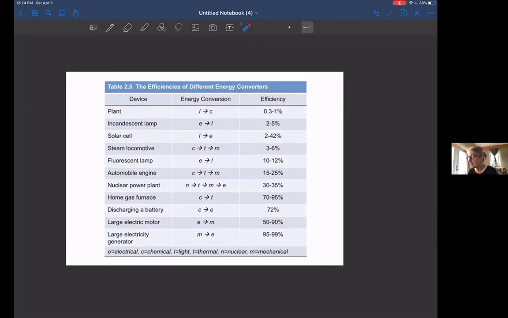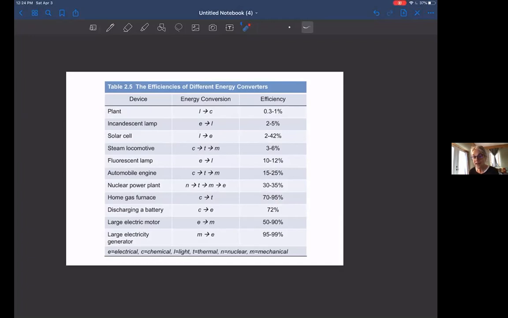When we look at steam locomotive, right? So this is where we took coal, we turned it into heat, we heated water, and then we powered a turbine, then that was not very efficient. If we look at some of the other efficiency ones, the home furnace, like a modern day gas furnace, chemical energy to thermal energy. This is producing heat, right? It's pretty efficient at doing that. Anyway, so it's interesting to look at these.